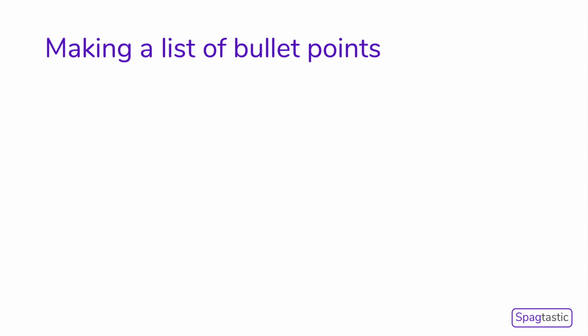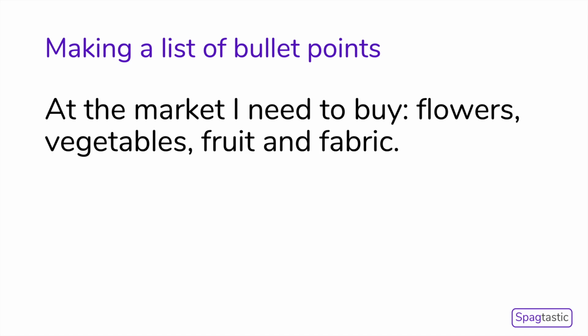Here is a list. At the market I need to buy flowers, vegetables, fruit and fabric. How could this list be organised so that bullet points are used? Pause the video and have a think for yourself.